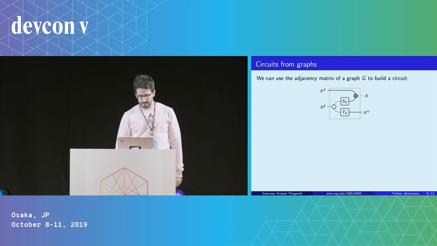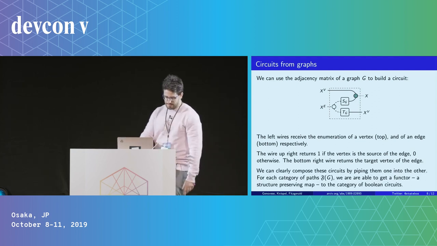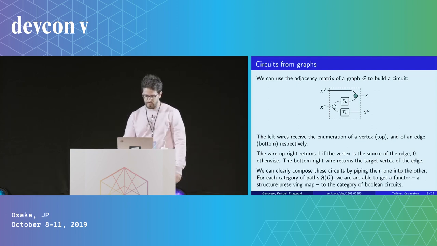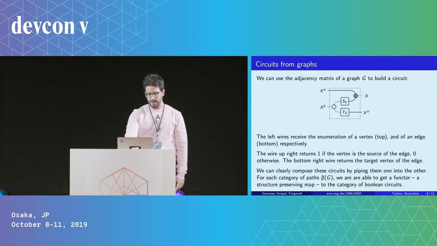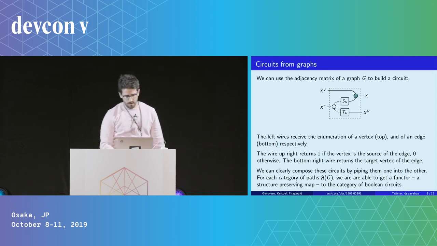Now, we can connect these things together. And this is exactly what this free category will do. So we can map now everything in this free category to a piping of these modular circuits, basically. But we can do more.